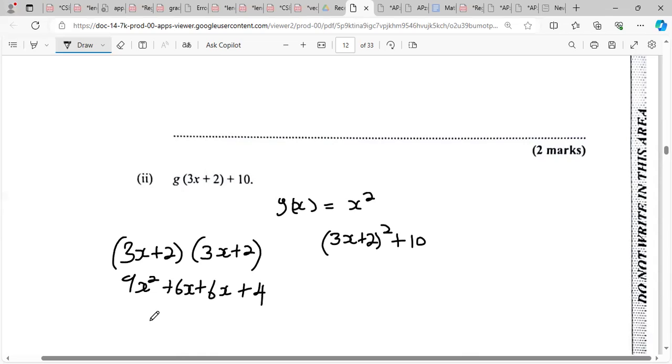Alright, so we have 9x squared plus 12x plus the 4. But remember, we're supposed to add the 10. I could put the 10 down here because these are like terms, right? So the final answer would be 9x squared plus 12x, and 10 and 4 make 14.